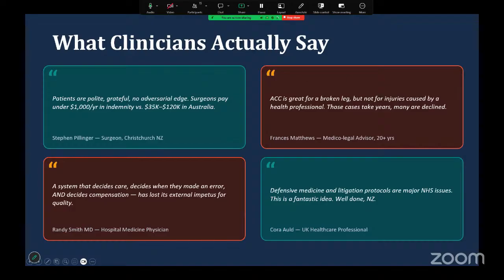As I mentioned, it's easy to prove a broken leg or a broken arm, but how about the other issues? And you have here a system that decides when they made an error and decides compensation has lost its external impetus for quality. Meaning, does the lack of blame make doctors lazier? So this is what they've been asking as well.